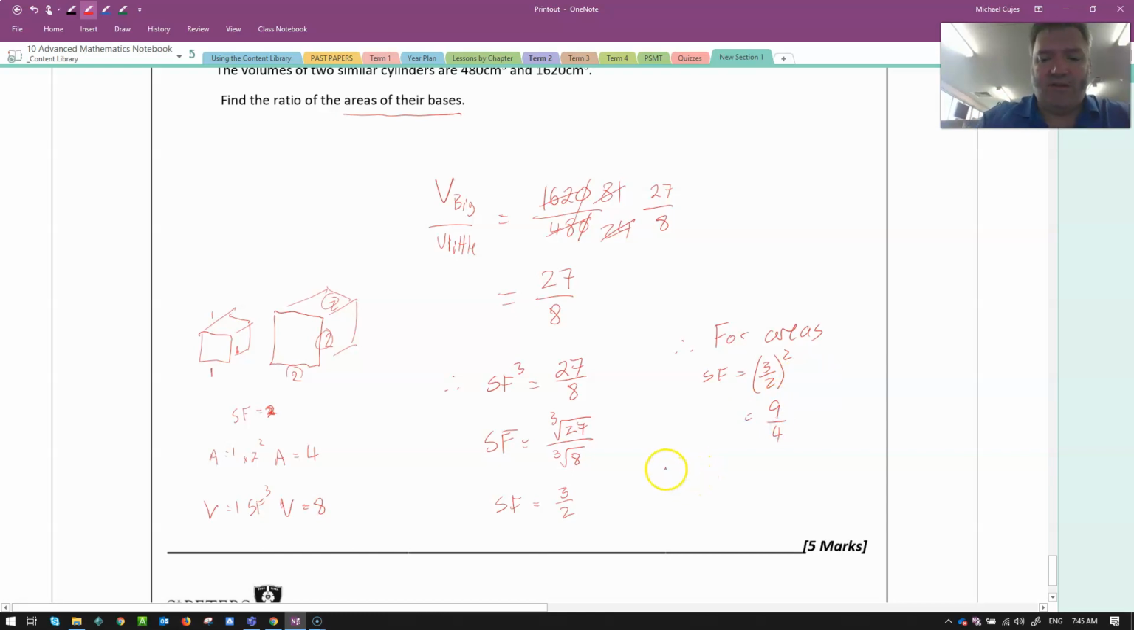So you could write the ratio as 1 is to 9 over 4, 2.25, whatever you like. There you've got the ratio of the areas of the bases of the cylinders.